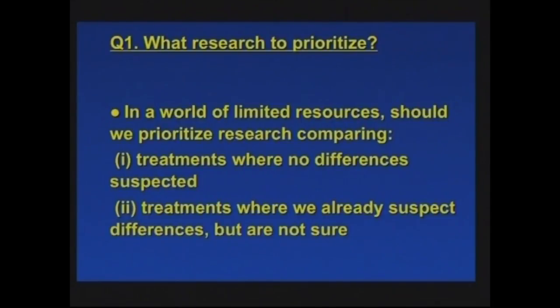So on the first question, what sort of research should we be prioritizing in a world of limited resources? Should we be prioritizing research where there's no evidence suggesting specific differences, as opposed to treatments where we already suspect specific differences, but we're not sure, and therefore let's drill into that to see whether these differences actually are real.